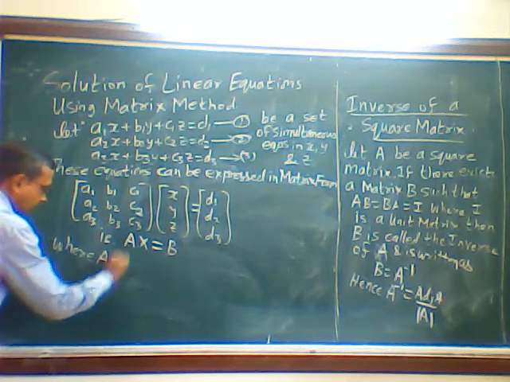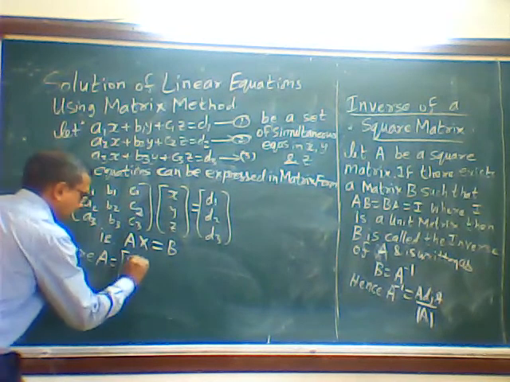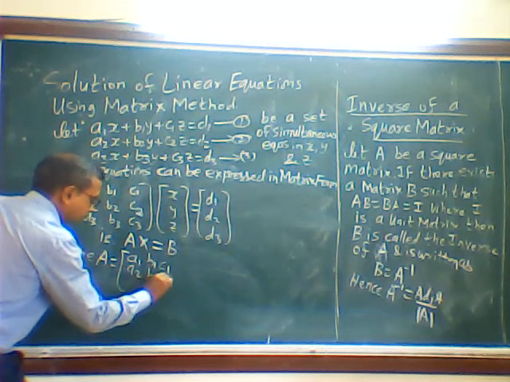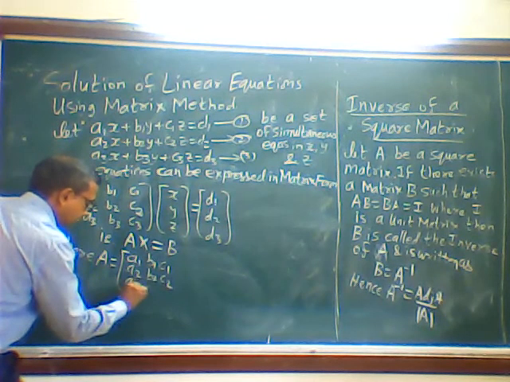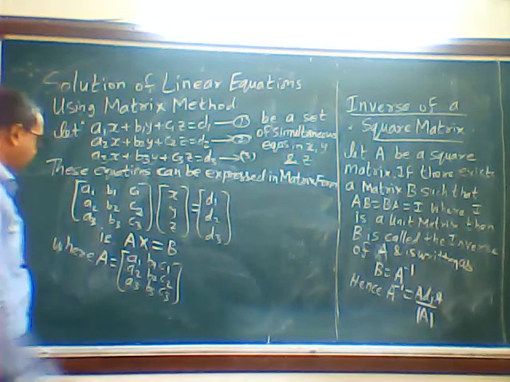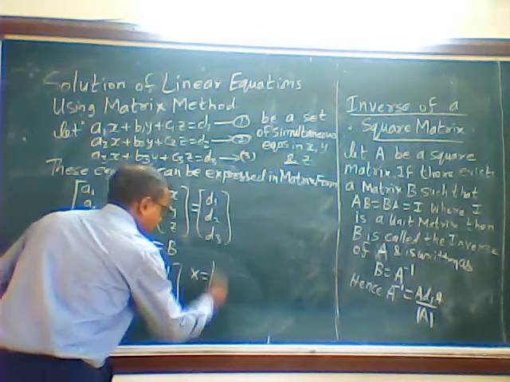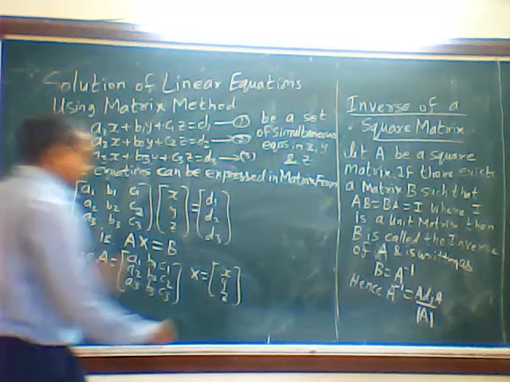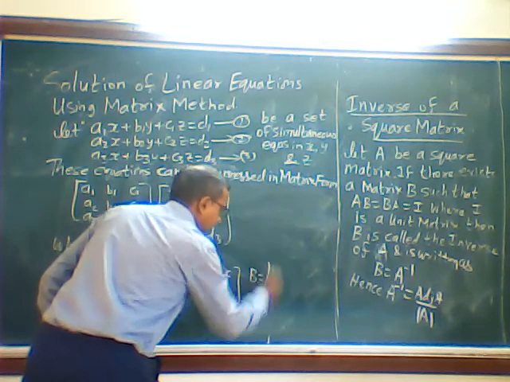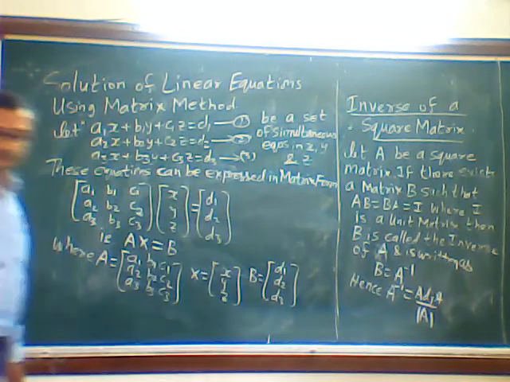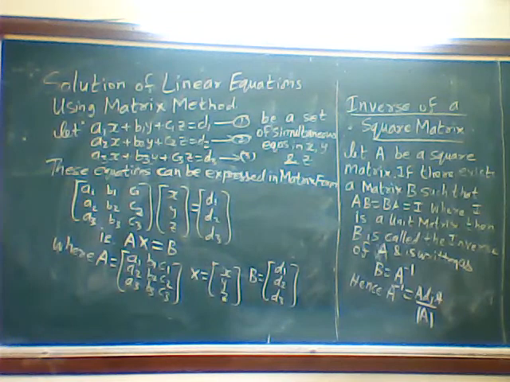A is what, this a1, b1, c1, a2, b2, c2, a3, b3, c3. Okay, and capital X is what? x, y, z. Okay, and B is what? d1, d2, d3. Okay, now we will multiply and we will find out the A inverse values.